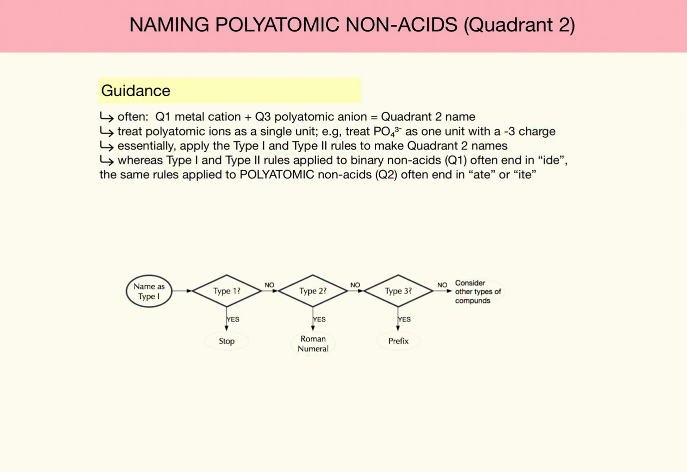So remember, don't make naming quadrant 2 names any harder than you have to. Just treat the anions from the polyatomic acids as a single unit, and then use your quadrant 1 rules that you already know how to use.